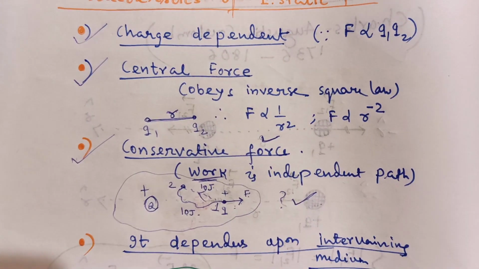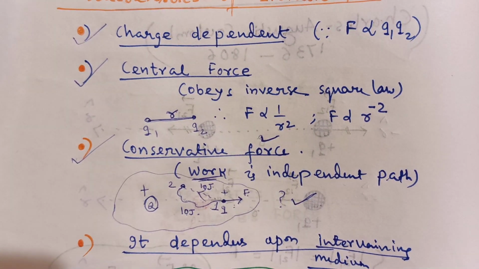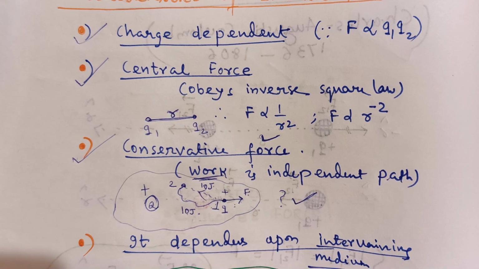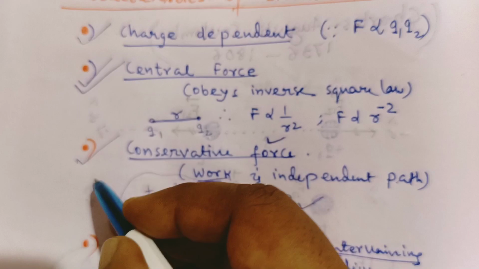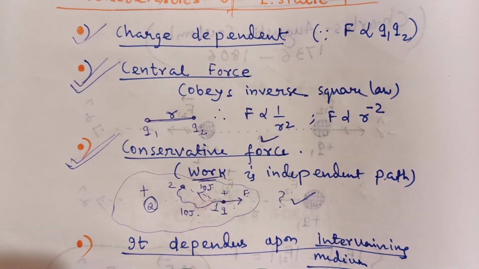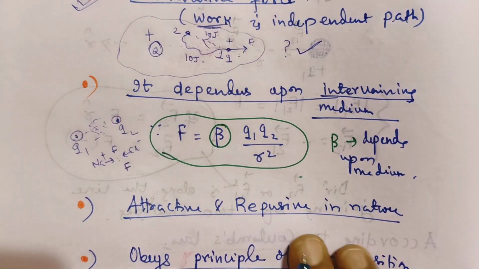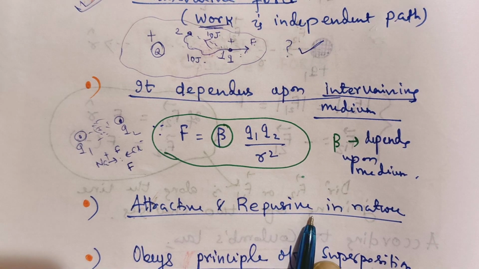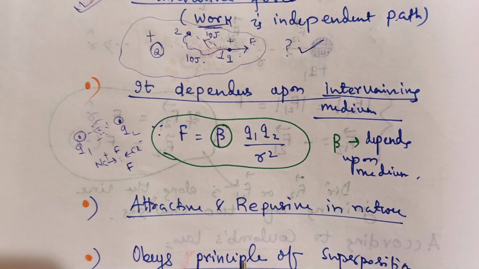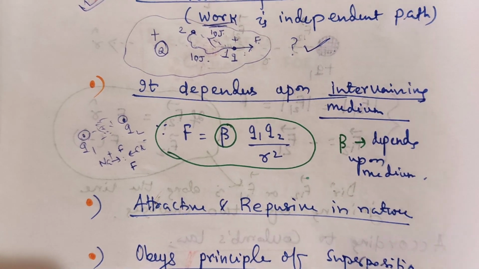I am just recalling what we have studied. The electrostatic force: the first property is that it is charge dependent. The second property is that it is a central force, that means it obeys the inverse square law, and the third property is that it is a conservative force. These two properties, central force and conservative force, are important. The next property is that it depends upon the intervening medium between two charged particles. Nature may be attractive or repulsive. Like all forces, it obeys the principle of superposition.